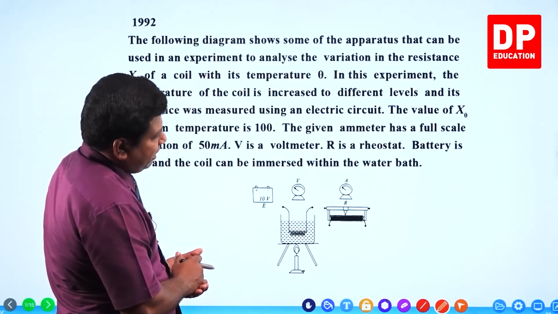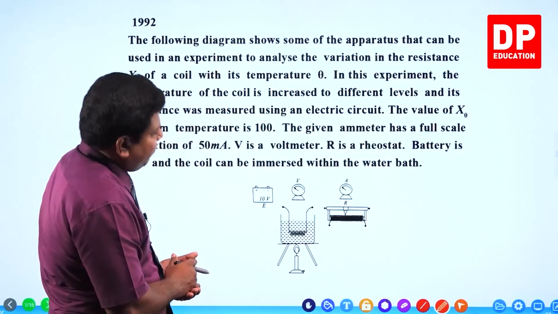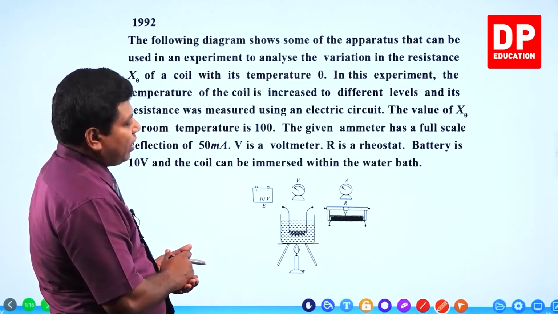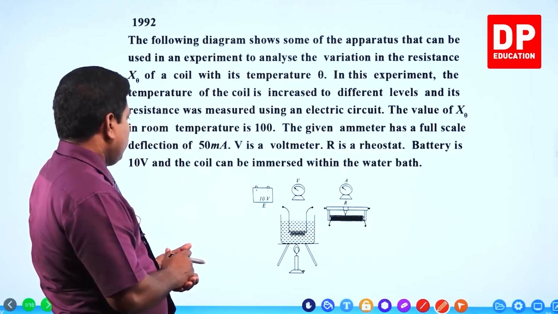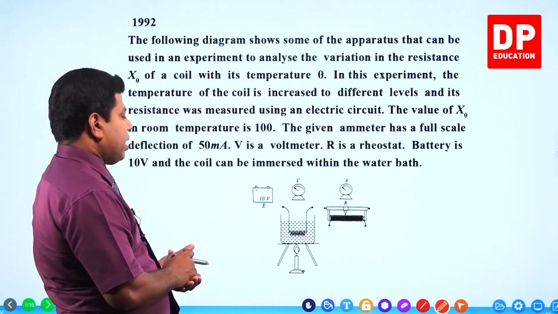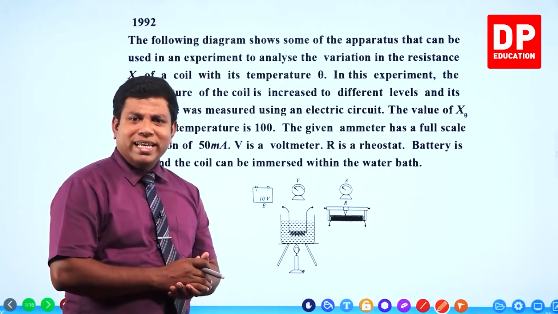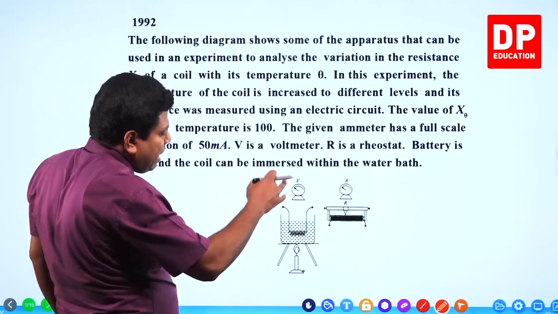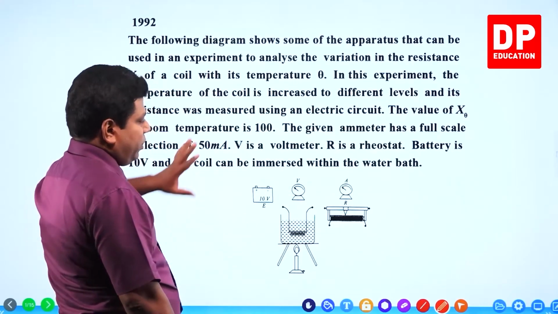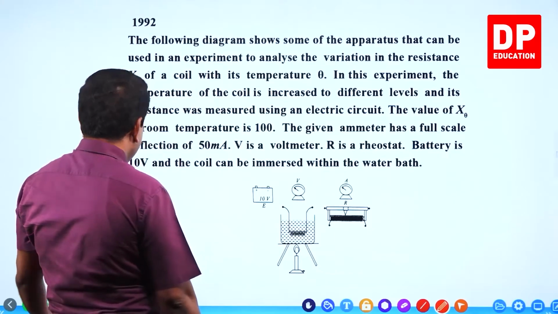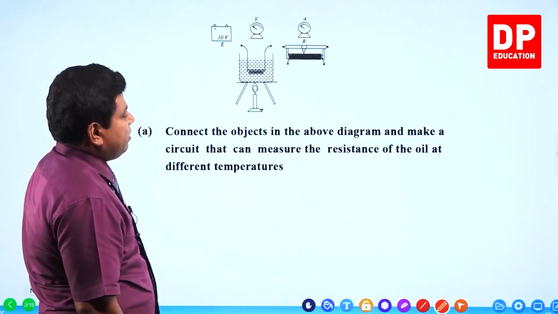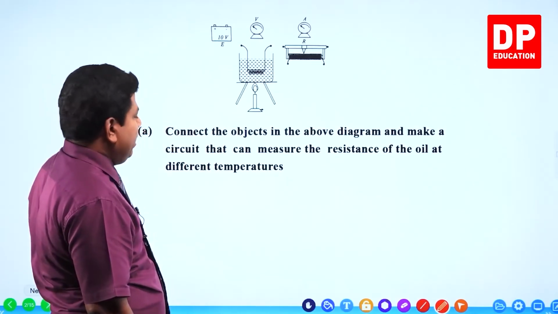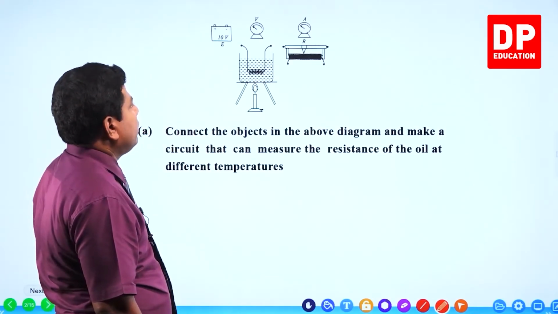The given ammeter has a full scale deflection of 50 milliampere. V is a voltmeter, R is a rheostat. The battery is 10 volt and the coil can be immersed within the water bath. Right, so that's the usual details of the experiment that we do, nothing new there. They have not completed the circuit, they have just given you the apparatus. Connect the objects in the above diagram and make a circuit that can measure the resistance of the coil at different temperatures.